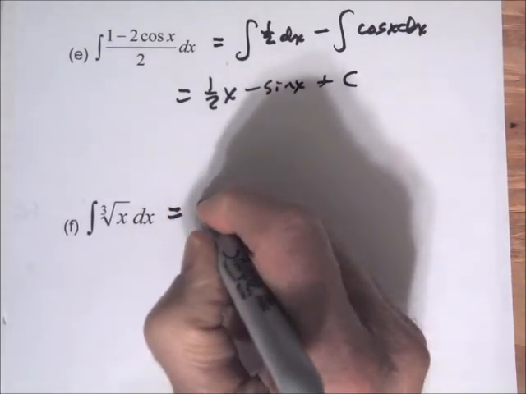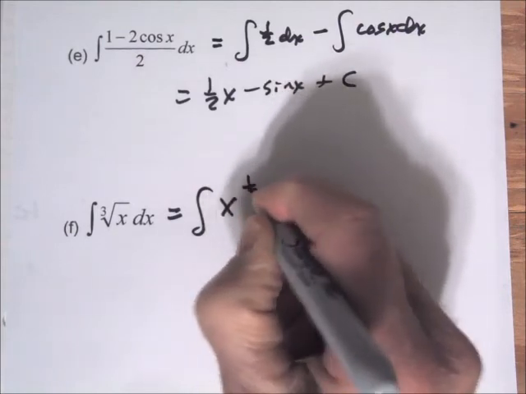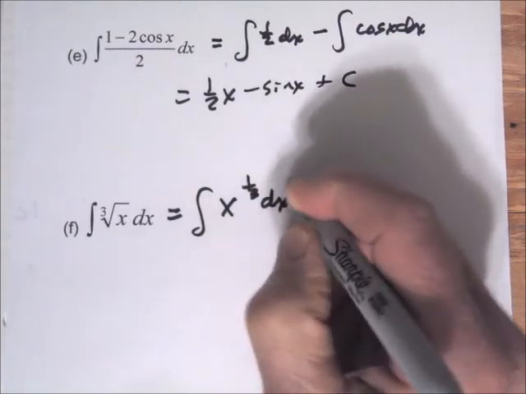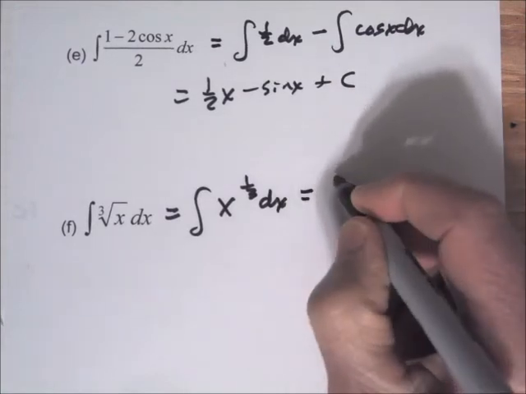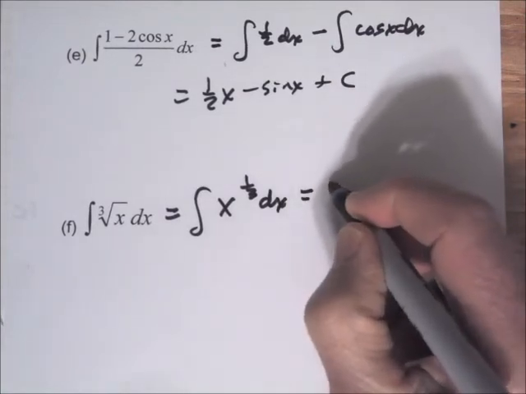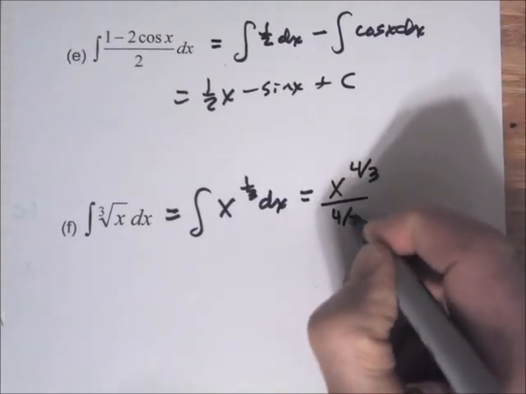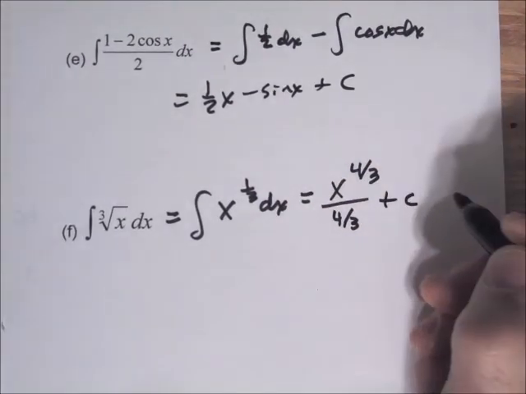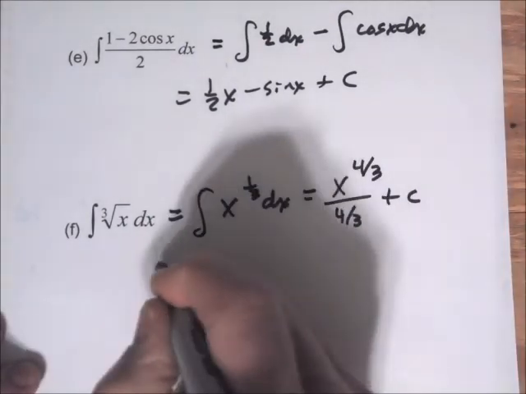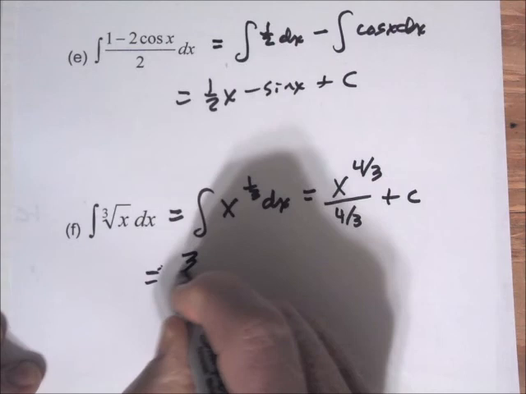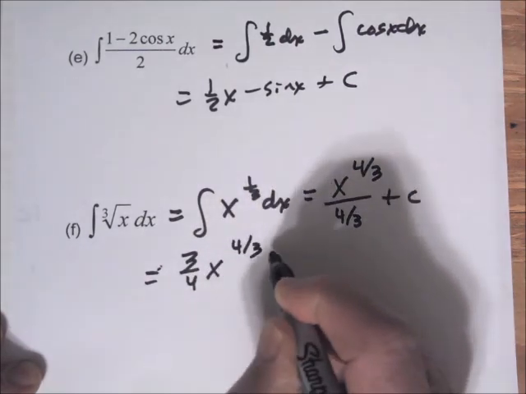The root we can write in exponential form, the antiderivative of x to the 1/3 power. We want to add 1 to the exponent and divide by the new exponent. So 1/3 plus 1 is 4/3. Divide by the new exponent, which is 4/3, plus a constant. Dividing by a fraction is the same as multiplying by the reciprocal. So we can write this as 3/4 x to the 4/3 plus a constant.